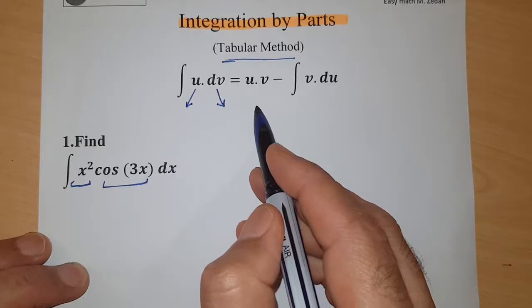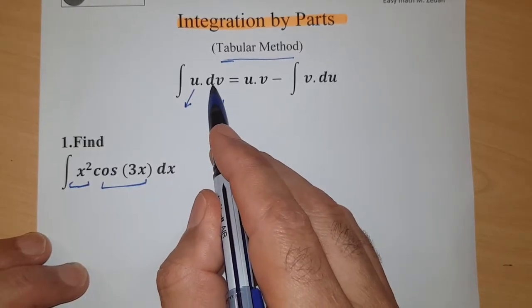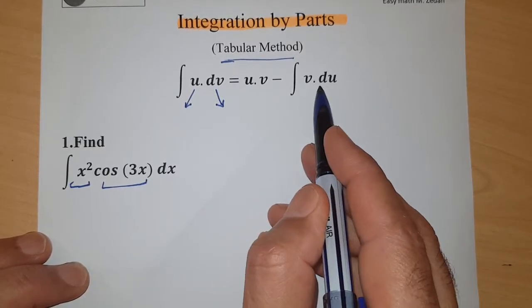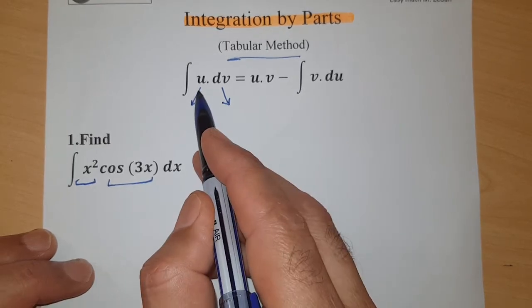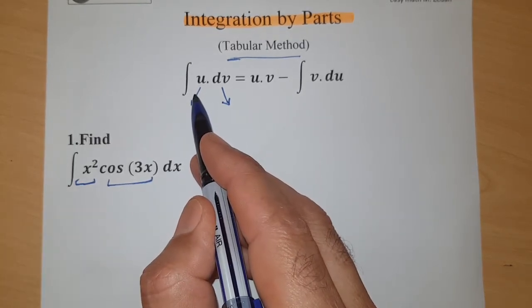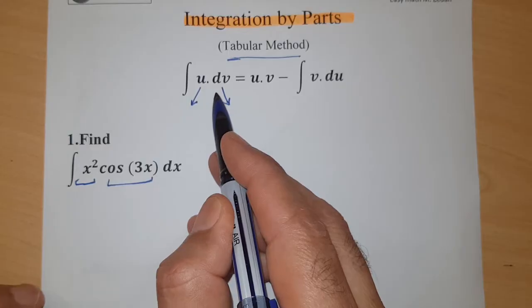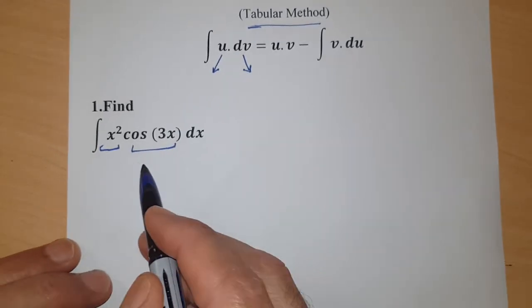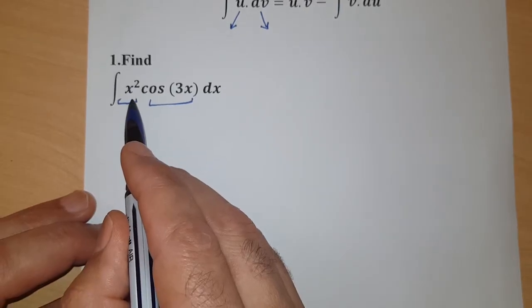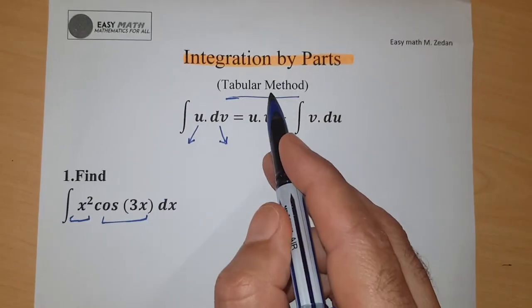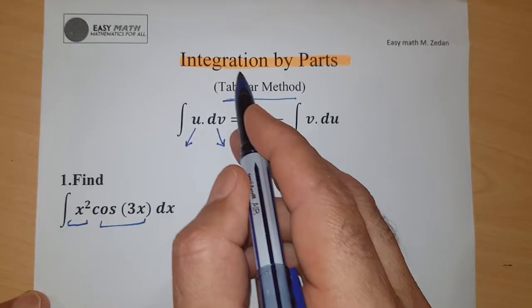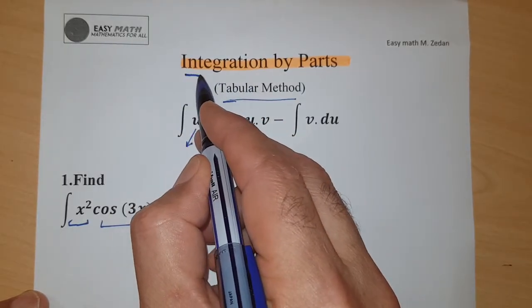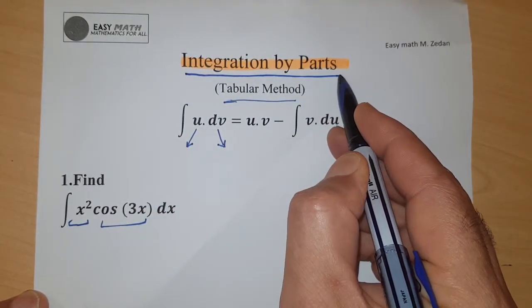The rule used here: integral u dv is equal to uv minus integral v du. We usually select the function u that is easy to differentiate, and dv is easy to integrate. I have an example here to use the tabular method. The relation between the tabular method and integration by parts is that this is the main method to use.